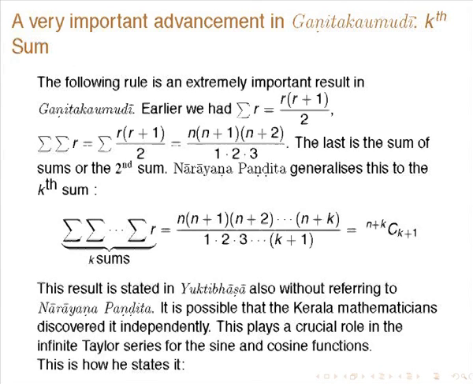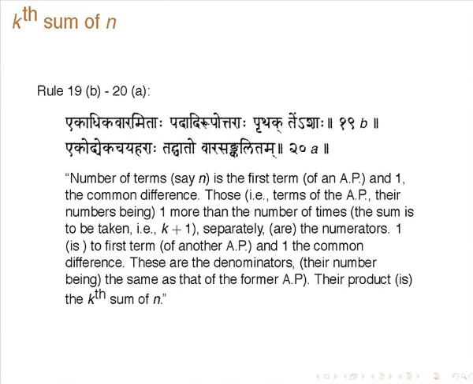And this is how Narayana Pandita states it. Ekadika varamitaha padadi rupottaraha prutak temshaha ekodyekachaya hara staddhato varasankalitam. Varasankalita is called. So, the number of terms, say n, is the first term of an arithmetic progression and 1 the common difference. Those terms of the AP, their numbers being 1 more than the number of times the sum is to be taken, are the numerator. Then 1 needs to be the first term of another AP and 1 the common difference. These are the denominators and their product is the kth sum of n.